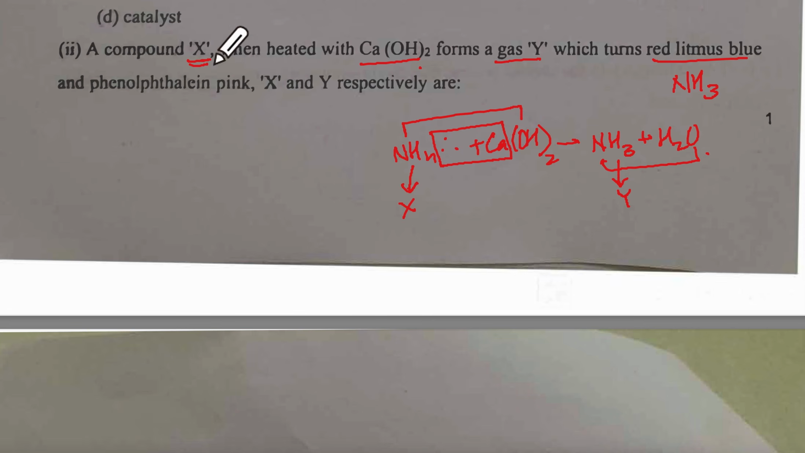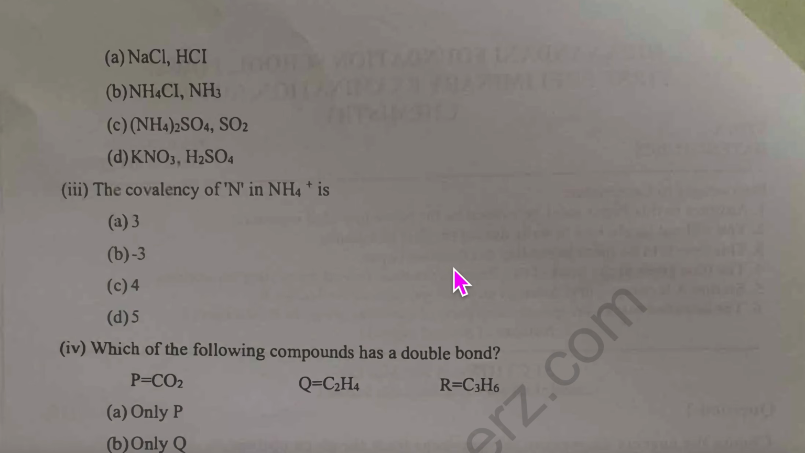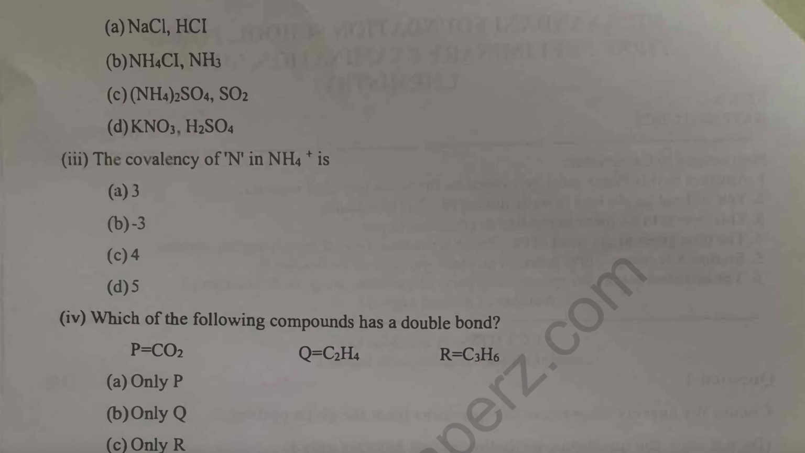Okay? Now phenolphthalein pink, which means CCP, correct? So colorless in neutral becomes colorless in acidic but pink in alkali. So this will have to be either ammonium chloride or ammonium sulfate, correct? But it will have ammonium as the cation. Let us see the options. Which one it is? B. Option B. Correct.